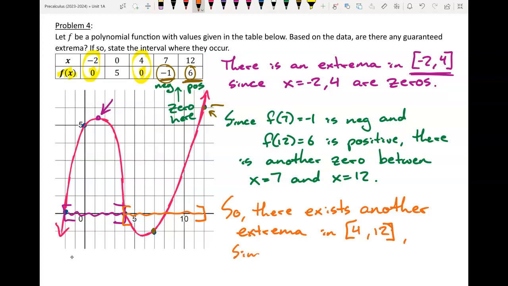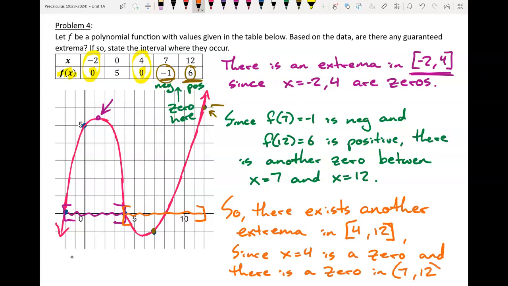since x equals 4 is a 0, and there is a 0 in the interval 7 to 12. All right, so we are guaranteed 2 extrema.